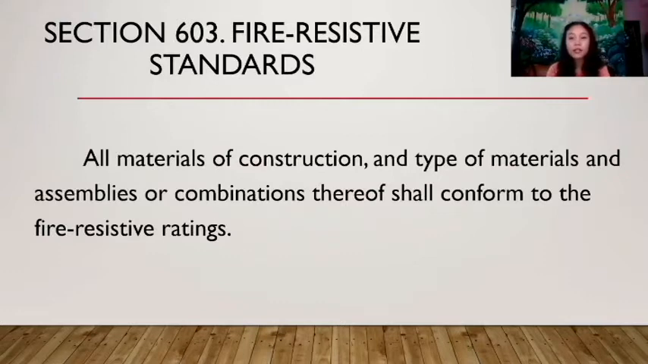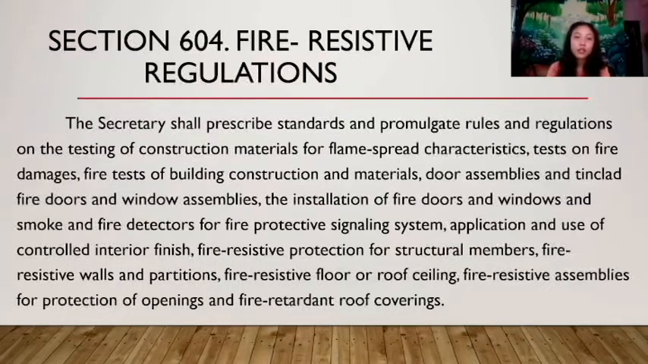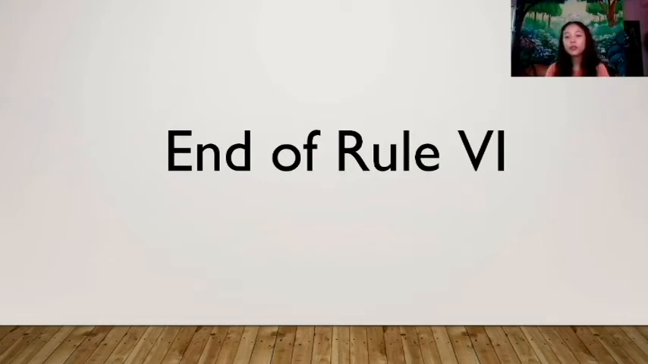Section 603, Fire resistive standards. All materials of construction and types of materials and assemblies or combinations thereof shall conform to the fire resistive ratings. Section 604, Fire resistive regulations. The Secretary shall prescribe standards and promulgate rules and regulations on the testing of construction materials for flame spread characteristics, tests on fire damages, fire tests of building constructions and materials, door assemblies and tin-clad fire doors and window assemblies, the installation of fire doors and windows and smoke and fire detectors for fire protective signaling systems, application and use of controlled interior finish, fire resistive protection for structural members, fire resistive walls and partitions, fire resistive floors or roof ceilings, fire resistive assemblies for protection of openings, and fire retardant roof coverings. And that's the end of Rule number 6.